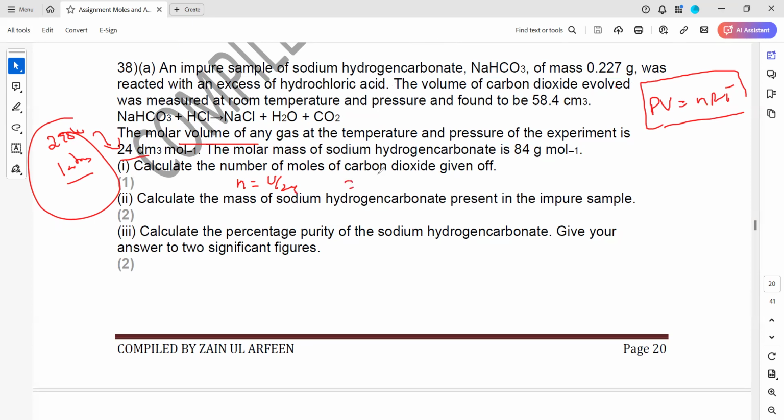So the volume of the carbon dioxide was 58.4 cm cube. We have to convert into dm cube, divided by 1000. So 58.4 divided by 1000 and then divided by 24. This will give us the moles of carbon dioxide, which is 0.0024.